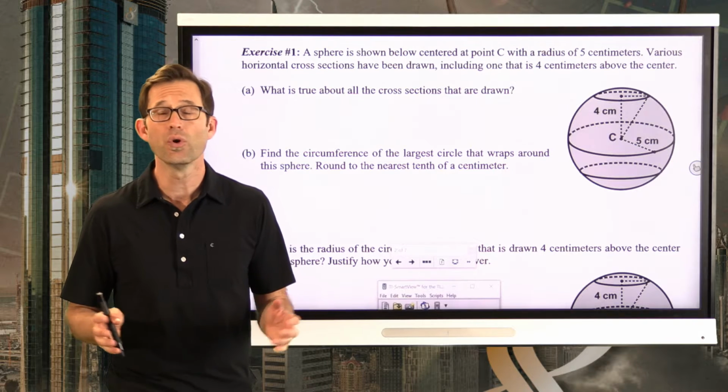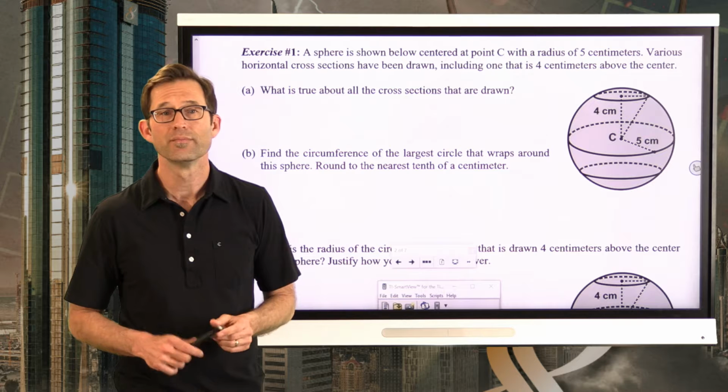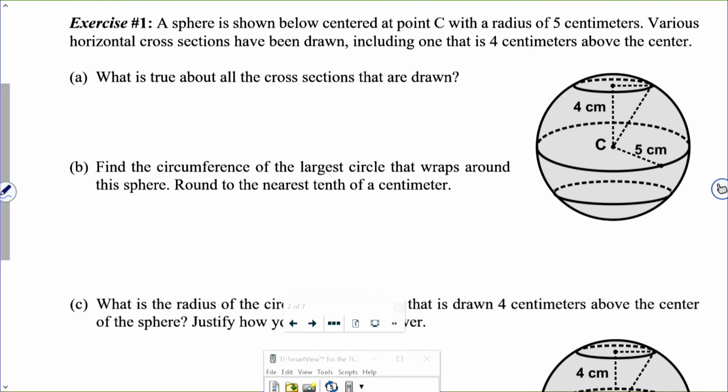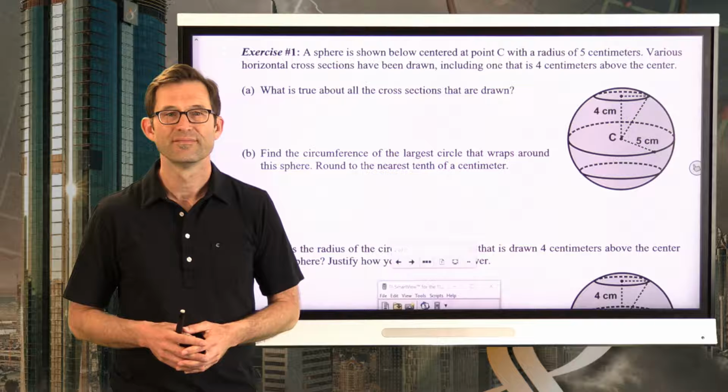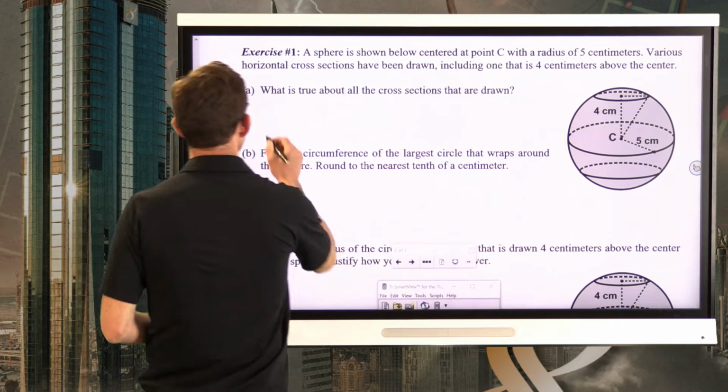All right, so what's true about every cross-section of this sphere that we drew? Pause the video now and write something down. Well, every cross-section is a circle. Every one of them.